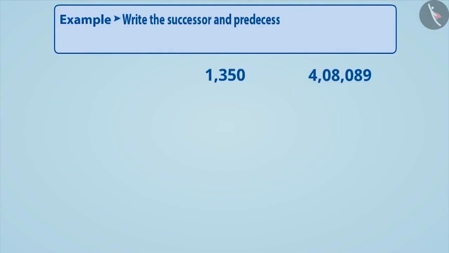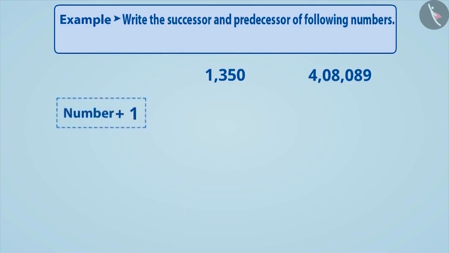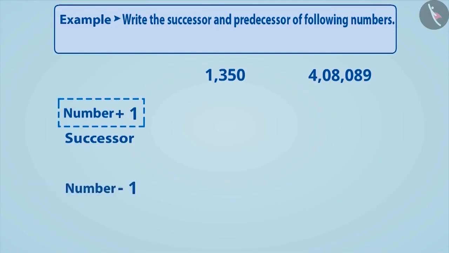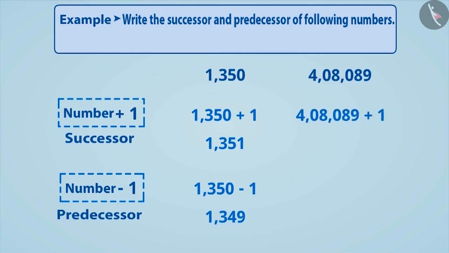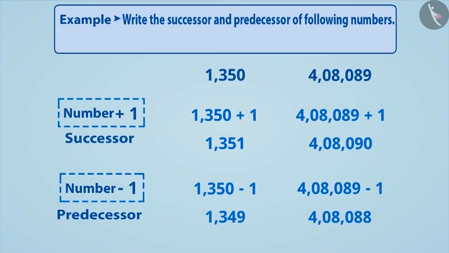Write the successor and predecessor of following numbers. Successor of a number can be obtained by adding 1 to that number. Similarly, predecessor of a number can be obtained by subtracting 1 from that number. In this way, by adding 1 to 1350, we get its successor 1351, and by subtracting 1 from it, we get its predecessor 1349. Similarly, by adding 1 to 4,08,089, we get its successor 4,08,090, and by subtracting 1 from it, we get its predecessor 4,08,088.